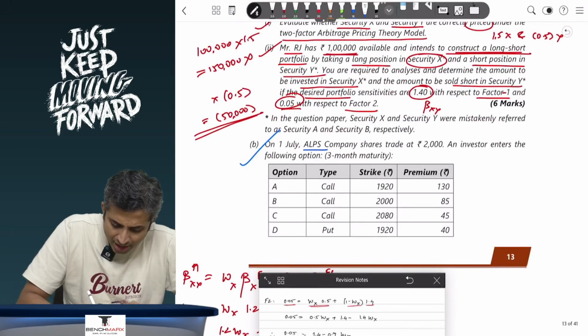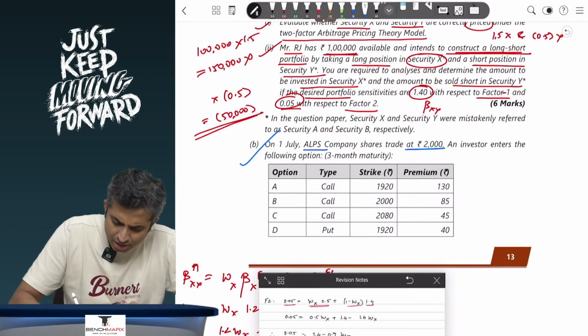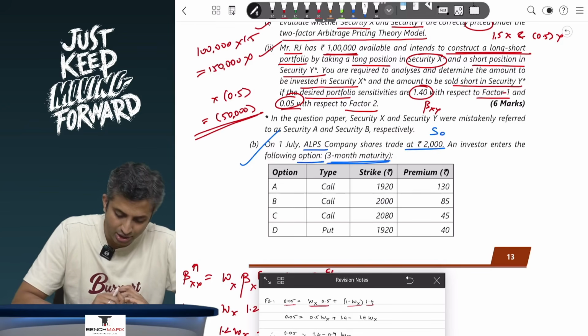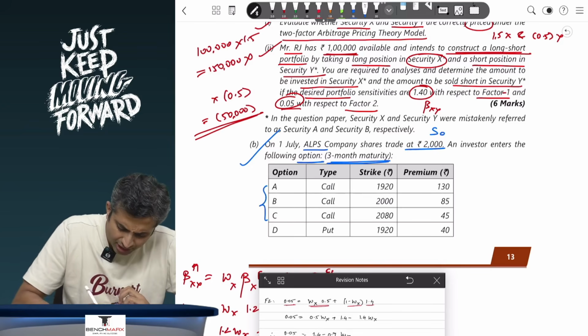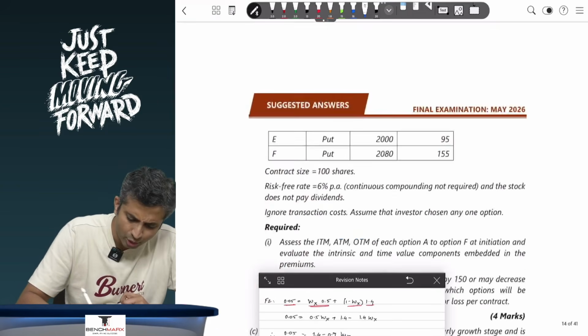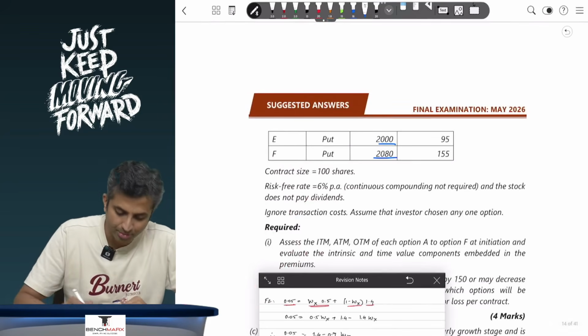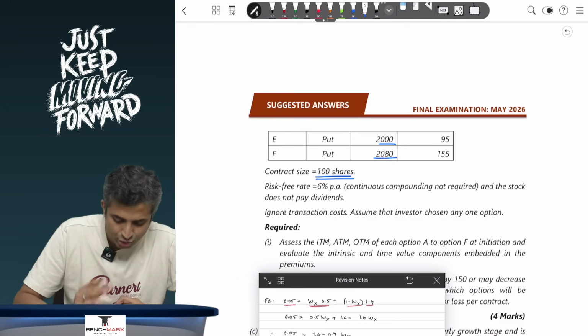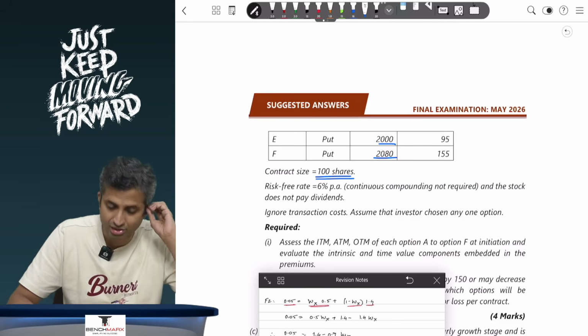On 1st July, Alps company shares trade at 2000, this is S0. An investor enters into the following options. These have a 3-month maturity. So there are 3 call options, A, B, C, and 3 put options, and there is a premium which is given, and there are strike prices 1920, 2000 and 2080. Similarly, 1920, 2000 and 2080. Perfect. The contract size is 100 shares. So this is like lot size. One option will have 100 underlying shares.